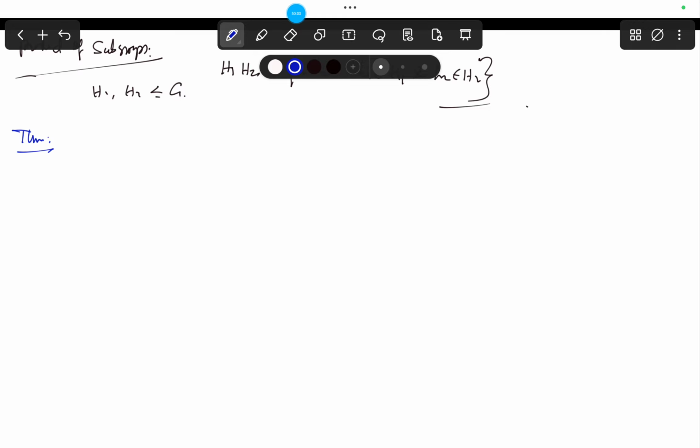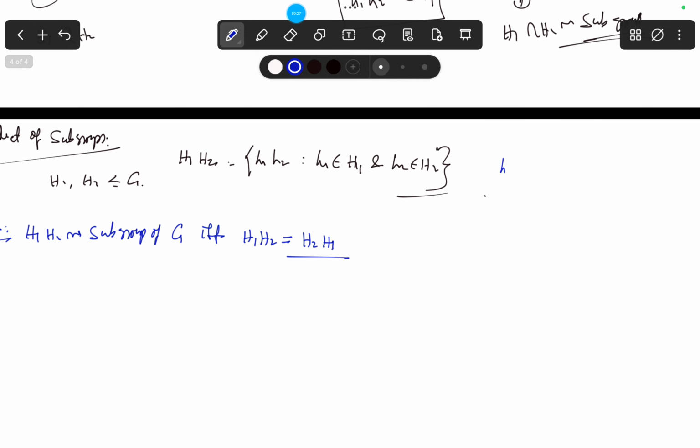Alright, so the theorem says that H1 H2 is a subgroup of G if and only if H1 times H2 has to be the same as H2 times H1. Note that if you take any elements, H1 H2 and H2 H1, these two may not be the same.